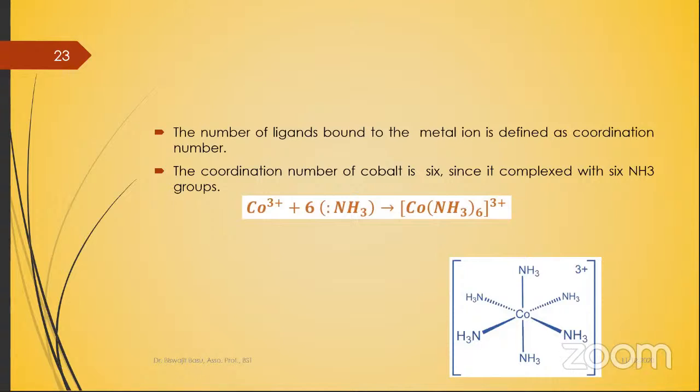In this case, the coordination number of cobalt is 6, since it complexed with 6 NH3 groups. From this example, we can clearly see that the coordination number in the case of cobalt is 6. So we can say that it complexed with 6 ammonia groups.